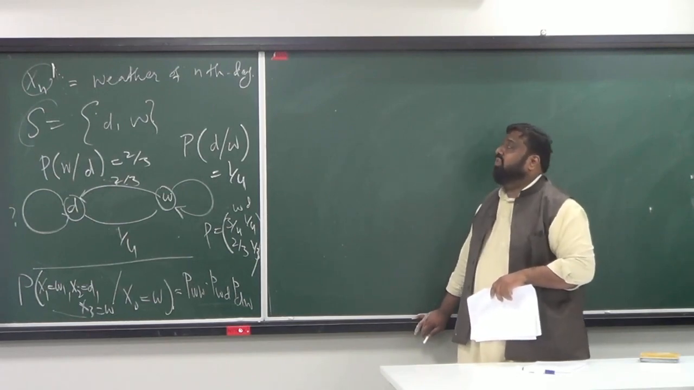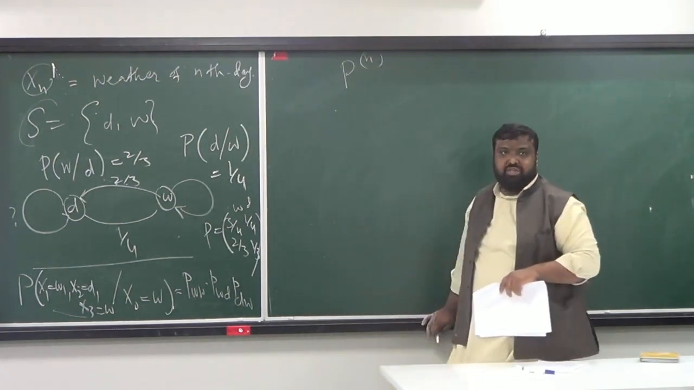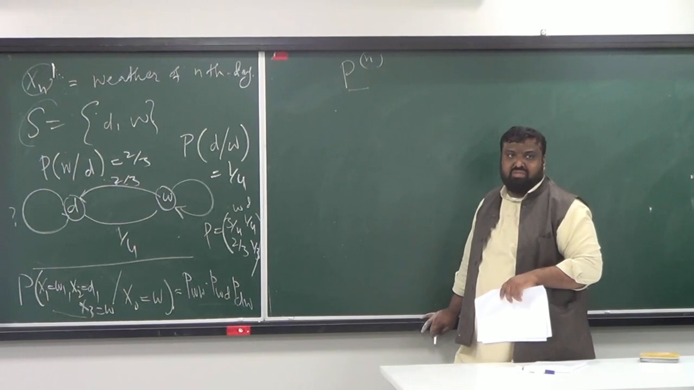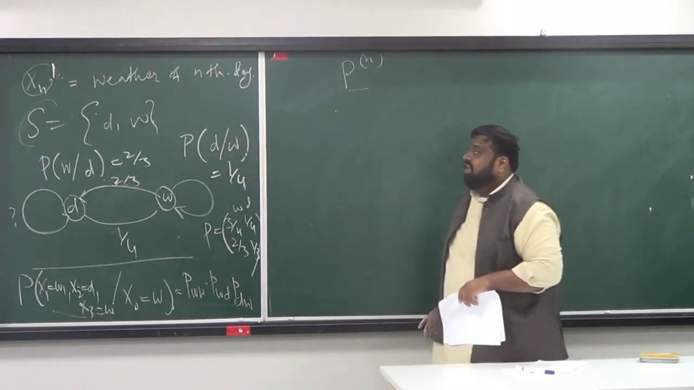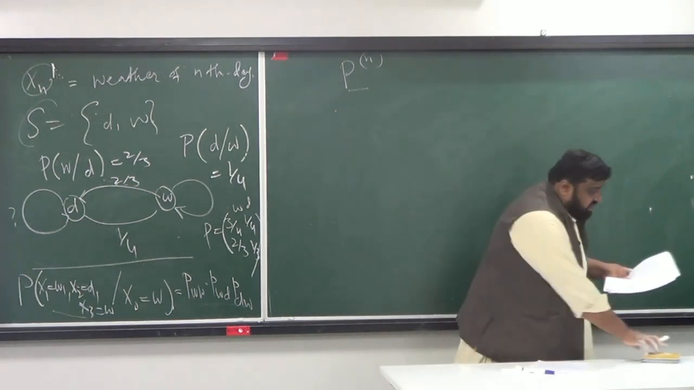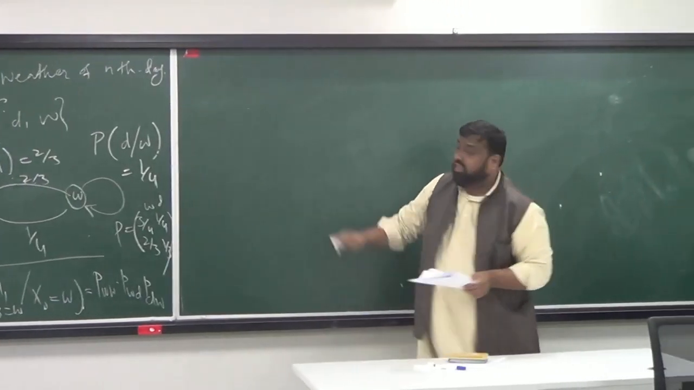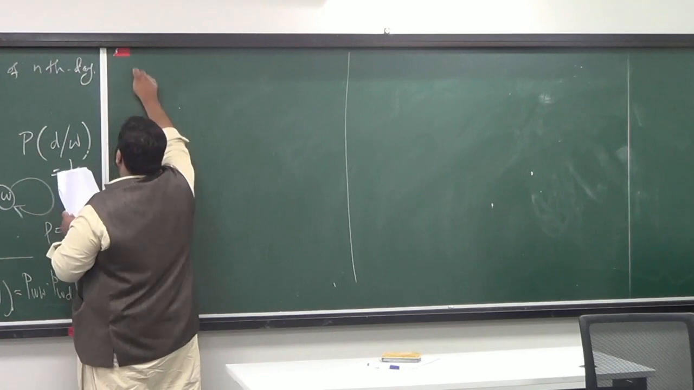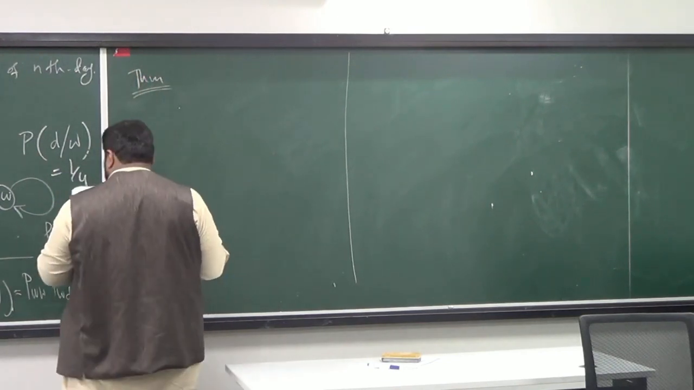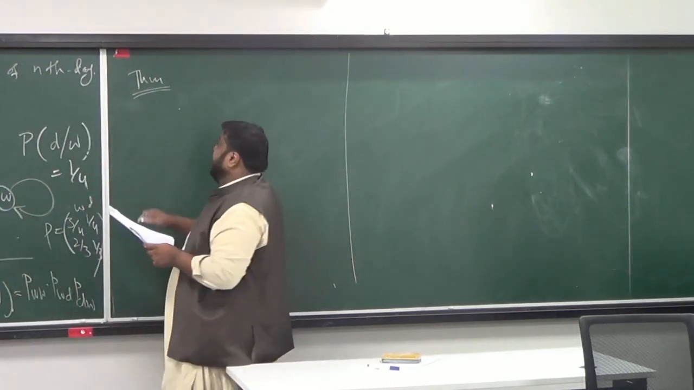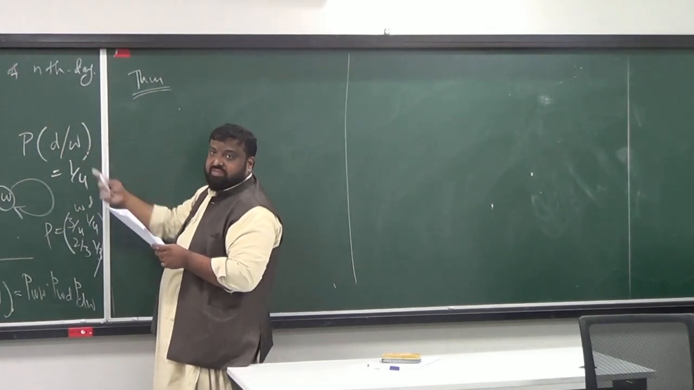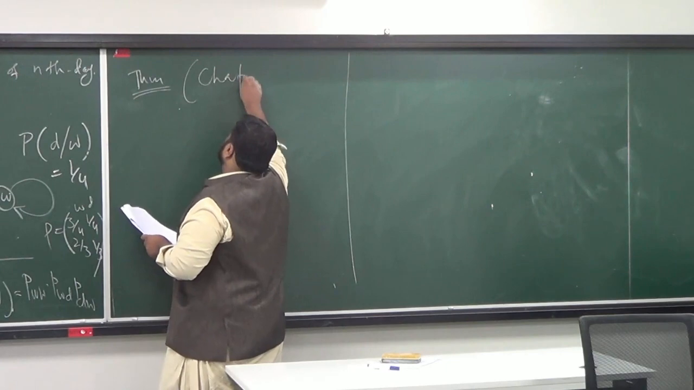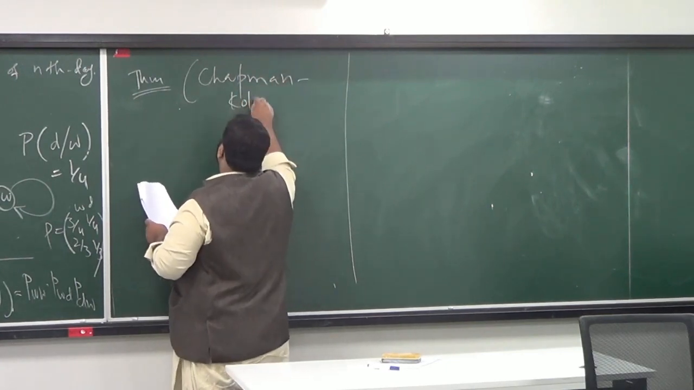For that we need to know this transition matrix. The question is, can I compute this transition matrix from the simple transition matrix of the Markov chain? The answer is yes, and it comes from something we call the Chapman-Kolmogorov equation. It is one of the beautiful, simple results that allows you to compute the n-step transition probabilities using the one-step transition probabilities.